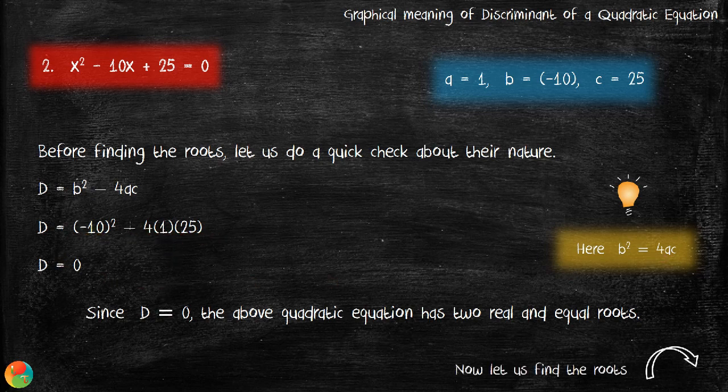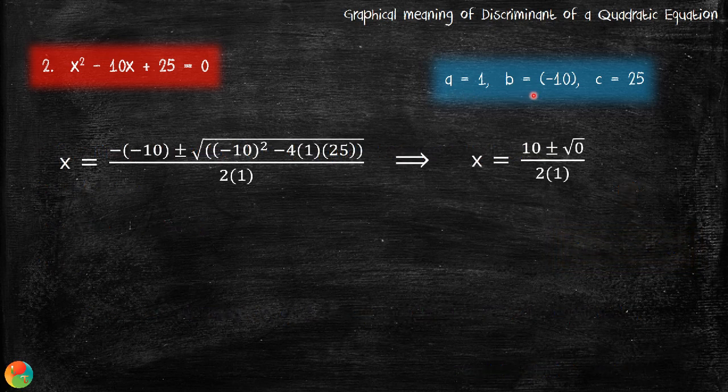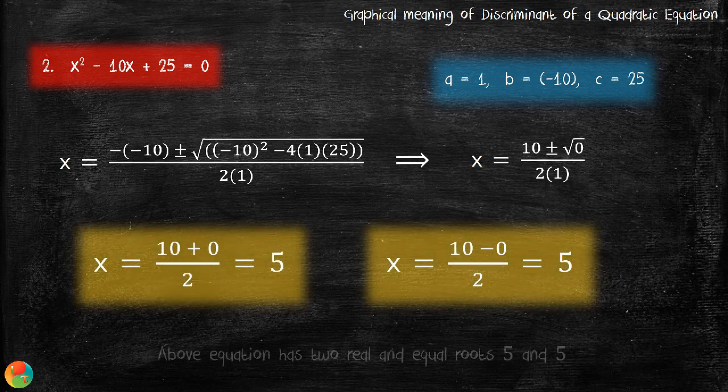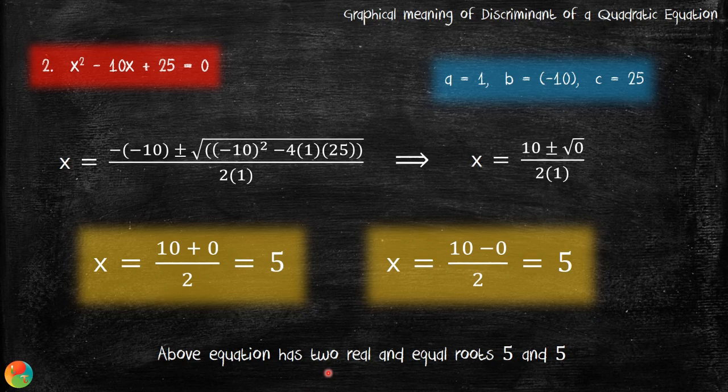Now let us find the roots. If you put the values of a, b and c in quadratic formula, upon further solving, the right hand side will reduce to 10 plus minus under root of 0 upon 2 into 1. And in both cases x is coming out to be 5. So we can say that the above equation has two real and equal roots, 5 and 5.